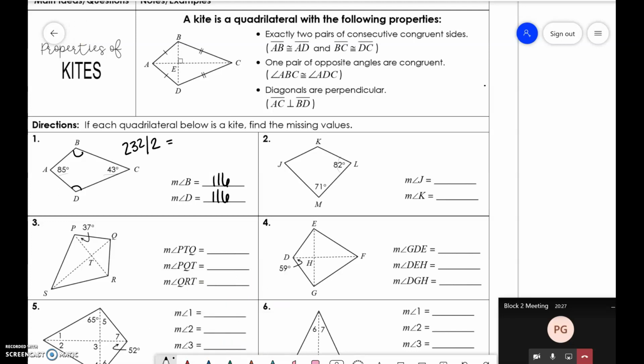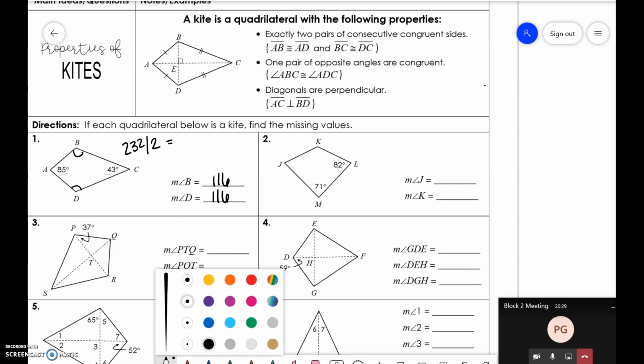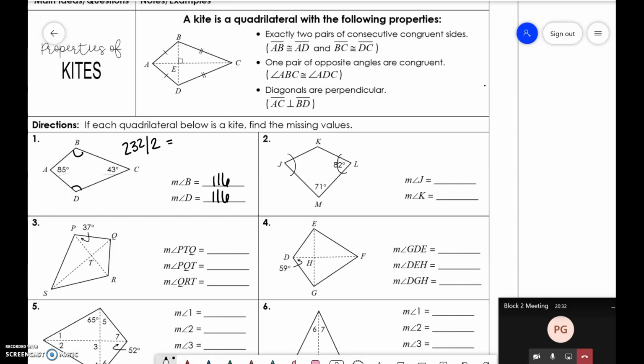For number 2, these two angles here are the same. So again, our interior sum of a kite is 360. So we subtract 82, which is angle L, 71, and 82 again because those two angles are the same. So angle K is 125 degrees. Do you have any questions?